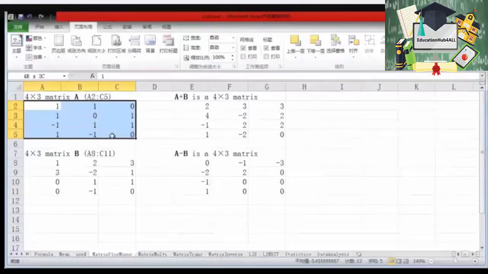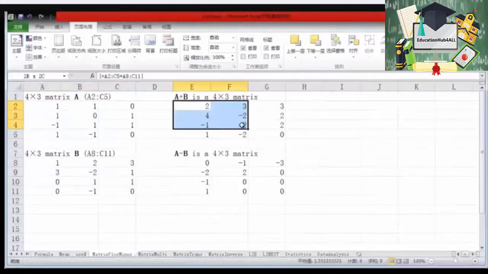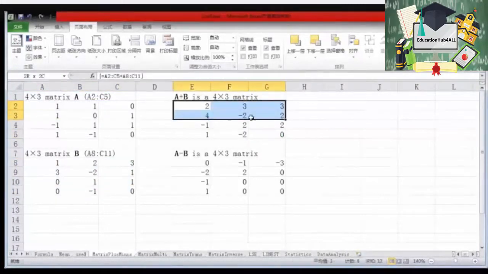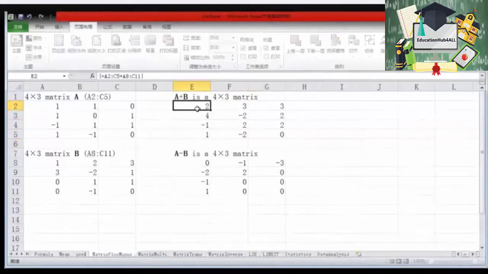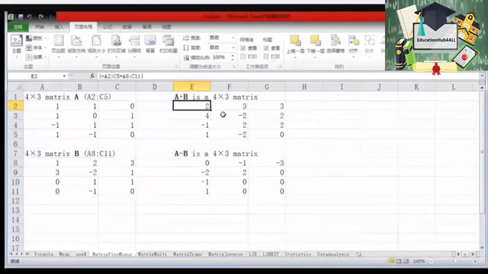This is a 4 by 3. This is another 4 by 3. Let's say we wanted to find the addition. You can do 1 by 1. But actually, you can, because the addition is, I don't know what happened with the stupid computer.